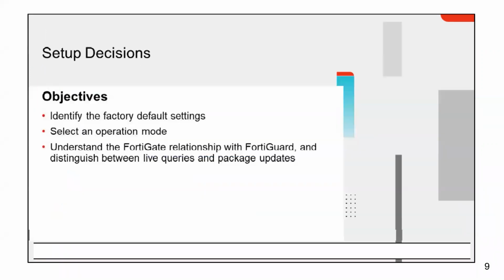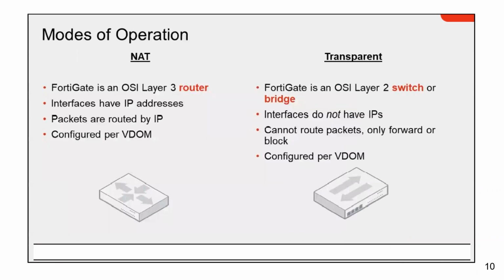Okay. Fine. Now the next is setup decisions, as in identifying the factory default settings, selecting an operation mode, okay, and understanding the FortiGate relationship with the FortiGuard. Now, what is FortiGuard? We'll talk about this and distinguish between the live queries and package updates and all that stuff. Okay. All right. So let's see. First thing is modes of operation.